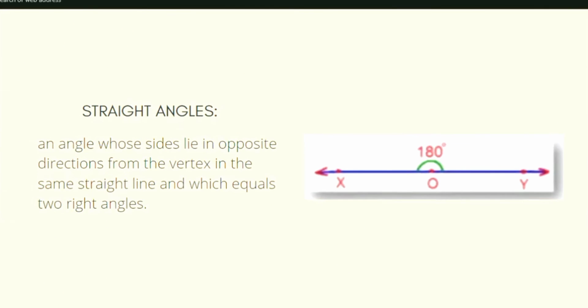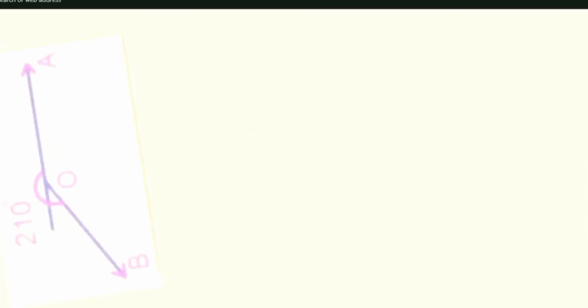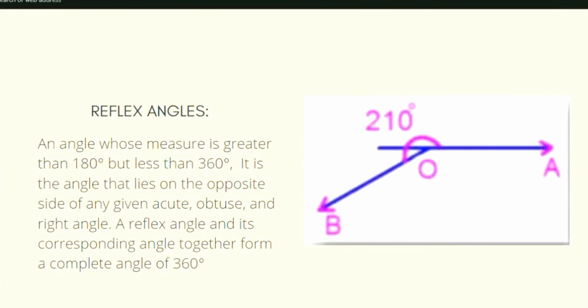Straight angles. An angle whose sides lie in opposite directions from the vertex in the same straight line and which equals two right angles. Reflex angles. An angle whose measure is greater than 180 degrees but less than 360 degrees. It is the angle that lies on the opposite side of any given acute, obtuse, and right angle. A reflex angle and its corresponding angle together form a complete angle of 360 degrees.